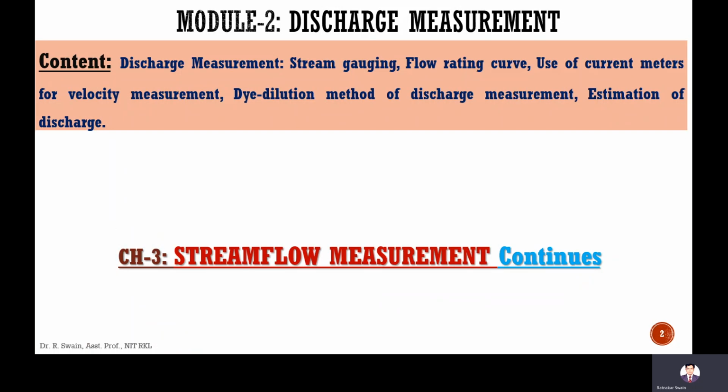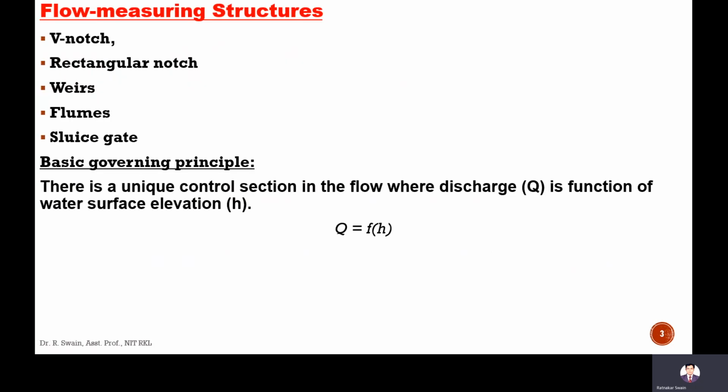Today I'll continue that chapter, discharge measurement. In the last class we discussed the area velocity method and the dye dilution technique of discharge measurement. Now only these two, the area velocity method and the dye dilution technique, are in your syllabus. The flow measuring structures and other methods are not in your syllabus, but I'll discuss them a little bit, then I will complete this chapter.